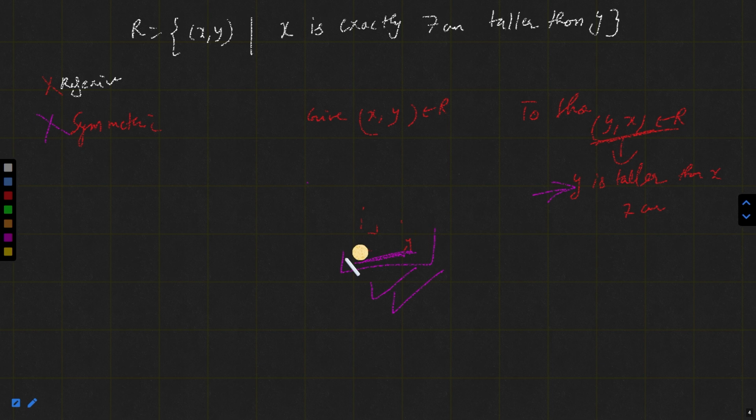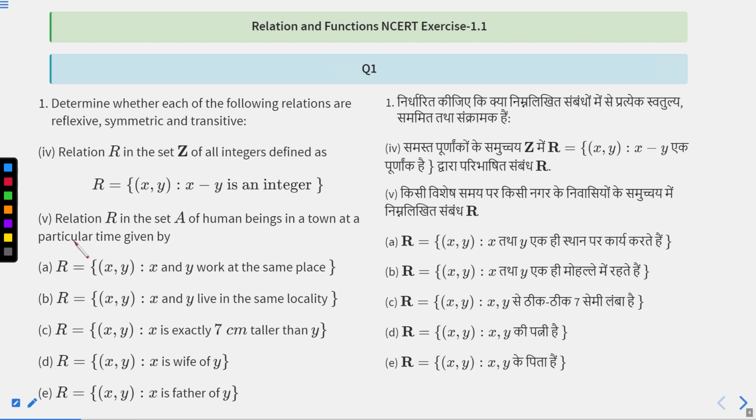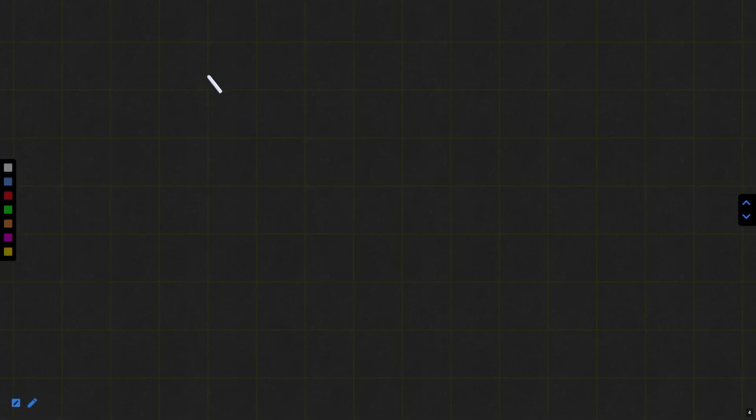I hope this is clear to you. So we saw that (y, x) cannot be in relation R. So this means not symmetric. Okay, for R S T: reflexivity, not there. Symmetricity, not there. Now what about the transitivity?